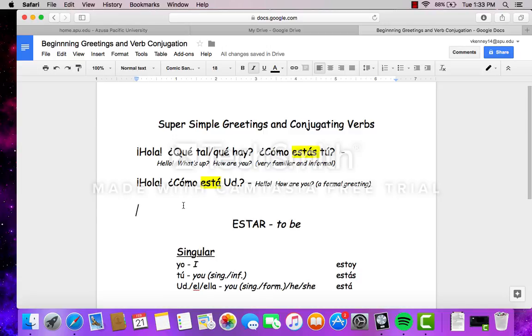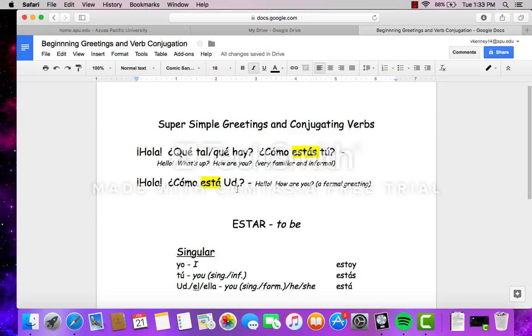Now let's listen to that formal greeting. Notice I am not going to use this phrase, ¿qué tal? ¿Qué hay? I'm greeting somebody in a formal sense now. Hola, ¿cómo está usted? Hello, how are you? That's my formal greeting. See the difference in the verbs, right? Estás, está. That's because this is my formal verb conjugation for the pronoun usted, which means you, in the formal singular.